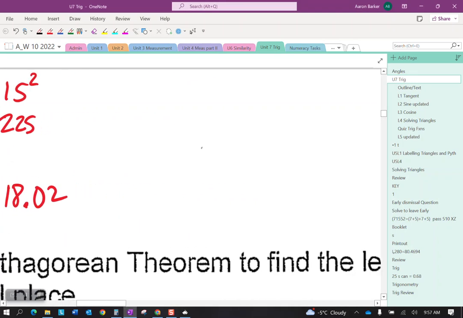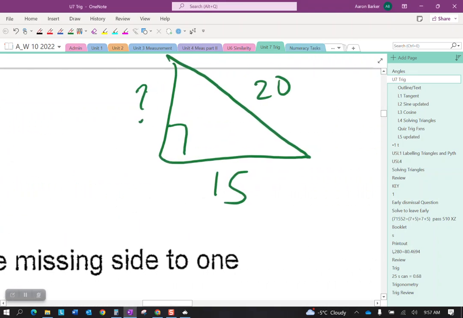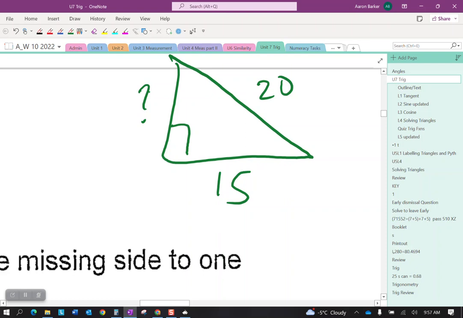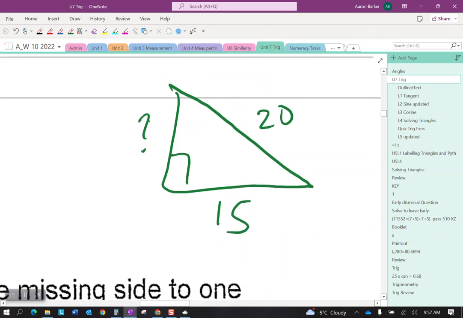Next example then. Copy out this triangle, 20, 15, and we're trying to find that unknown side right there. There should be enough room at the top of that page to do it. Okay, so first of all, we label what? The hypotenuse. Which one is the hypotenuse? Well, 90 degrees points at it, so this is your hypotenuse here, 20.